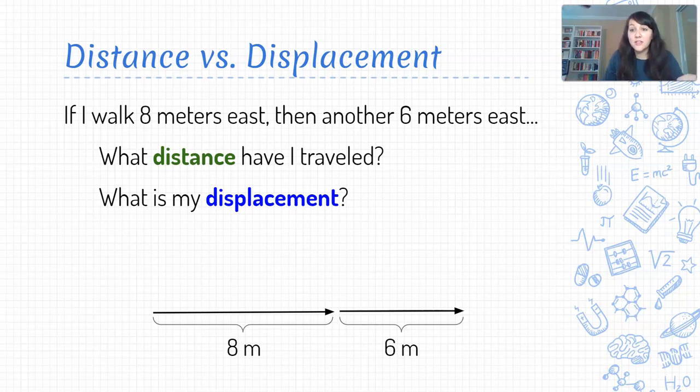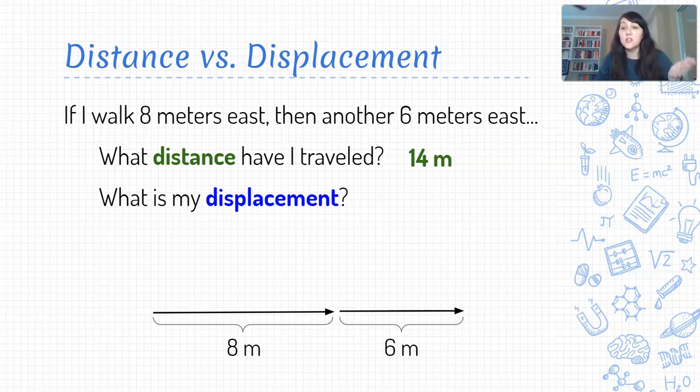Well, to calculate my distance, I'm just figuring out in total how much did I walk? How many meters did I go? All right, so I can just add up 8 meters plus 6 meters, gives me a total of 14 meters as my distance that I traveled. Cool, we're off to a good start.